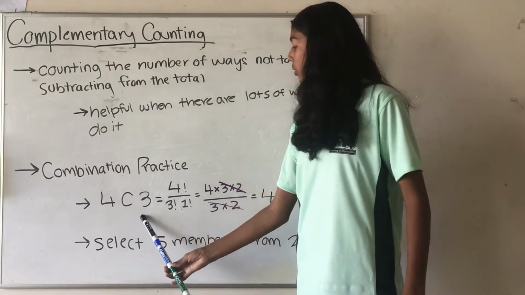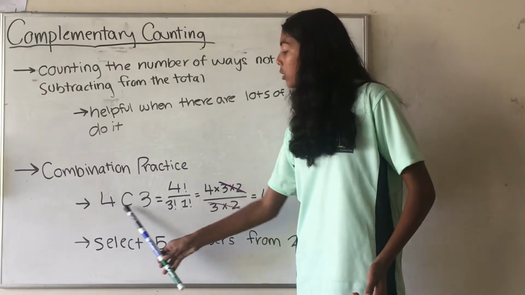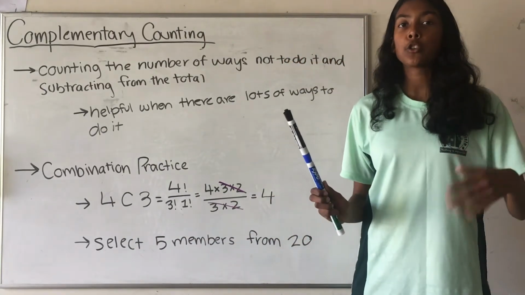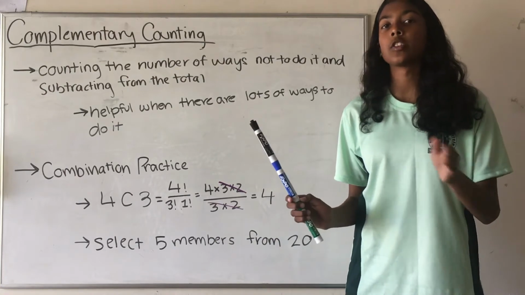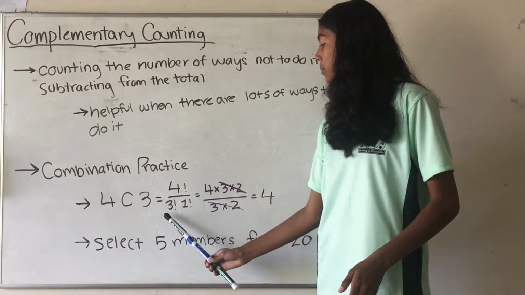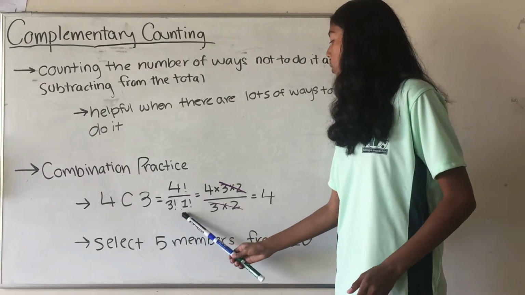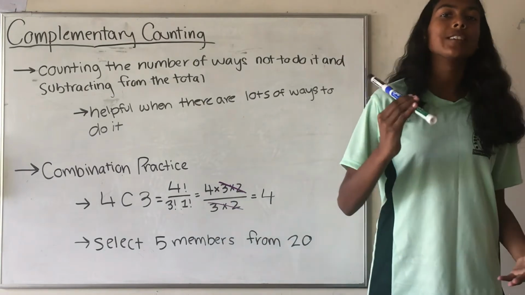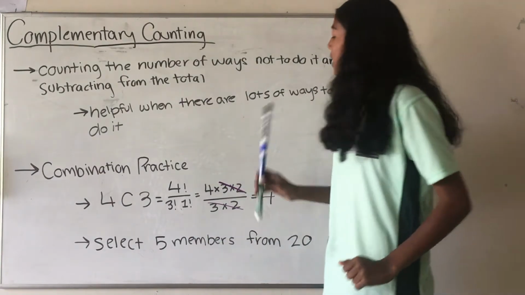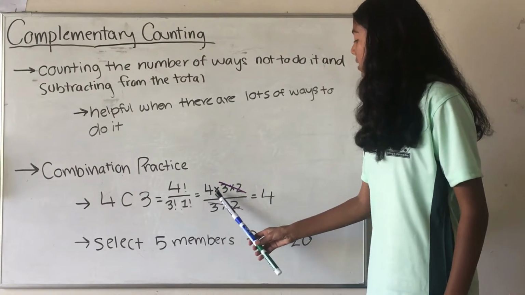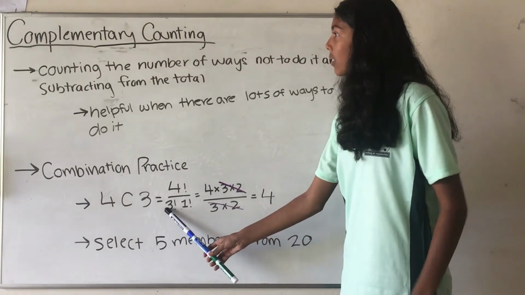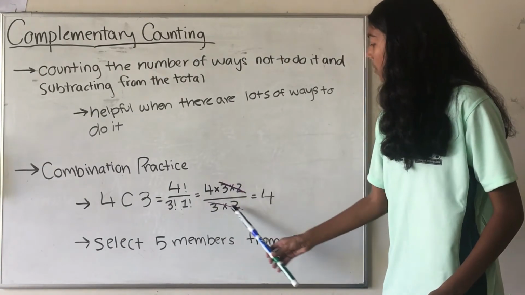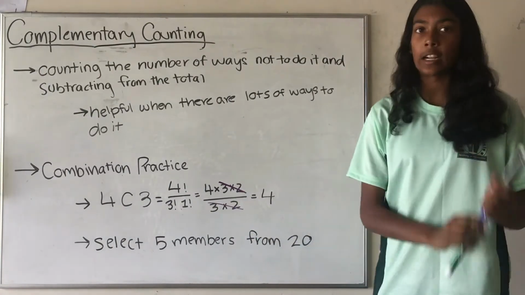We have 4 choose 3, and that's how we would say it, 4 choose 3, and we plug it into the formula, which is n factorial over r factorial times n minus r factorial. You get 4 factorial over 3 factorial times, and 4 minus 3 is 1, so you get 4 factorial over 3 factorial times 1 factorial. 1 factorial is equal to 1, so we really don't need that. 4 factorial expands out to be 4 times 3 times 2. 3 factorial becomes 3 times 2, and simplifying, you take out the 3 and the 2 on top and bottom, and you get 4 as your answer.